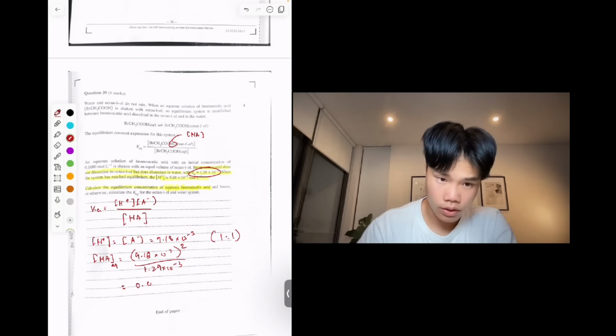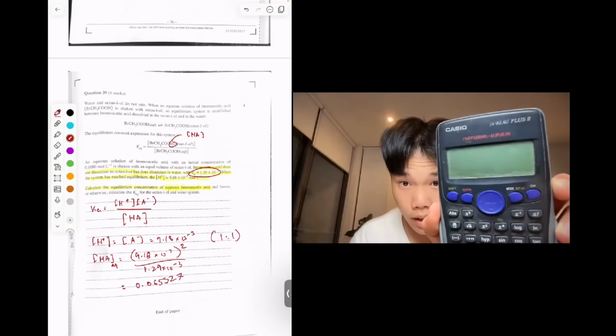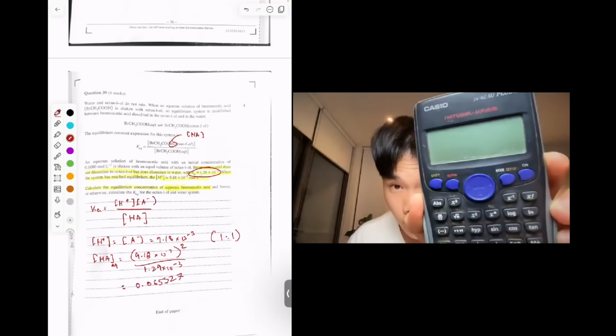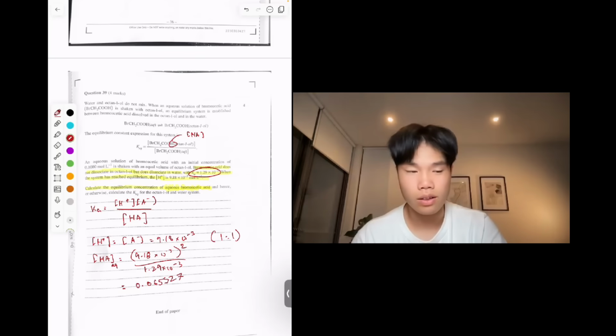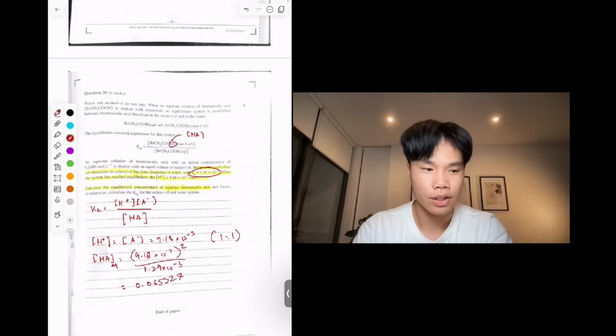Equals 0.065327. I'm not even kidding. My calculator is so faint you cannot even see it. It's like the true symbolic end of this chemistry exam.